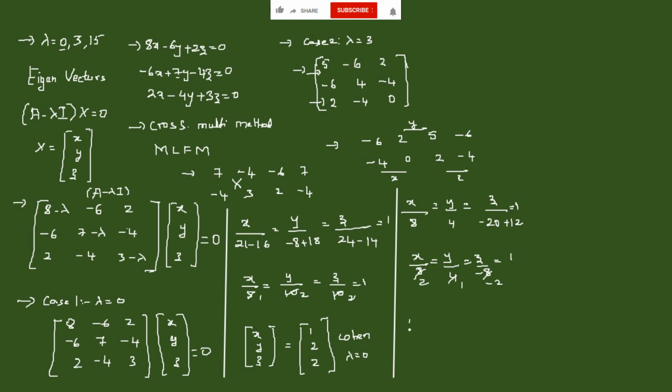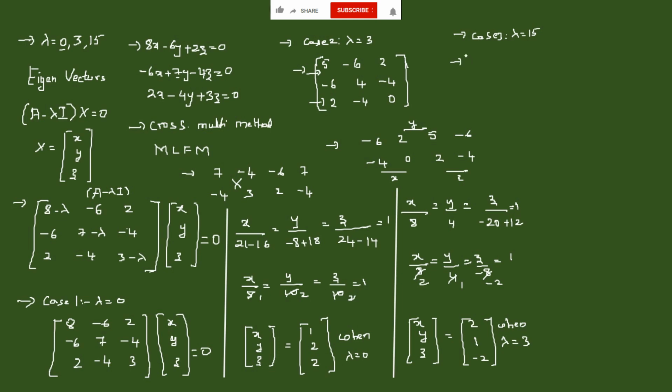So again we got the eigenvector. It is given as x, y and z, which is equal to nothing but this particular value 2, 1, minus 2. These are the values when lambda is equal to 3. Now defining it for case 3, when lambda is equal to 15.